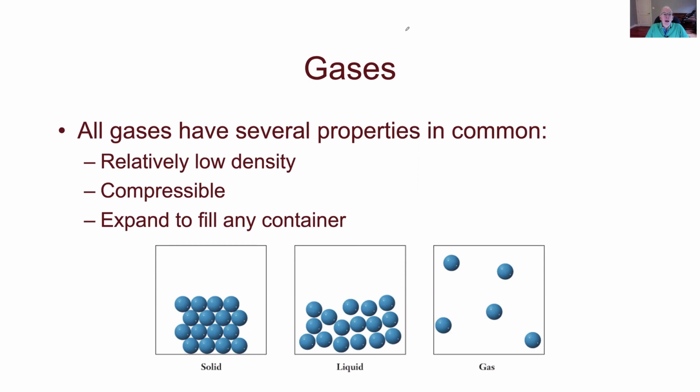Okay. Gases have several properties that are common to all gases. The first is that they have low densities compared to the other states of matter, right? There's obvious reasons for that. Partly for the same reason as gases have low densities, they're also compressible. That means we can take a gas and just change its volume quite a lot, right? It'll expand or we can compress it.